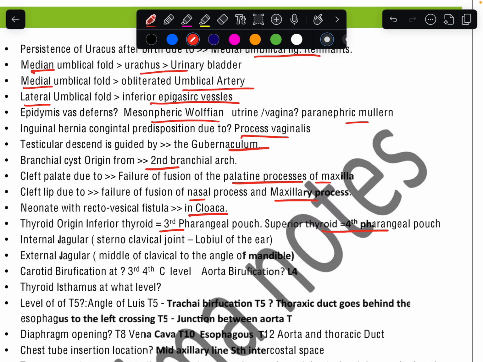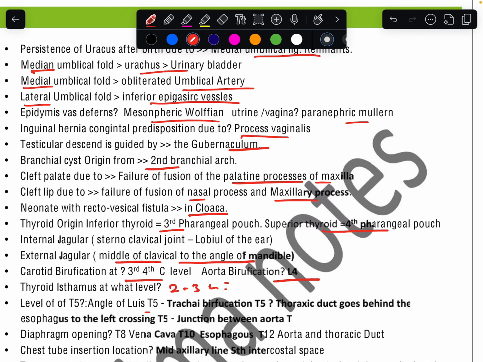Internal jugular vein, sternoclavicular joint, lobule of the ear. External jugular, middle of the clavicle to angle of mandible. Internal jugular is sternoclavicular joint to lobule of ear straight, and external jugular is middle of the clavicle to angle of mandible. This is anteriorly going, crossing. Carotid bifurcation C3-4, C4 level; aortic bifurcation L4. Thyroid isthmus at the level of 2, 3, 4 tracheal rings.